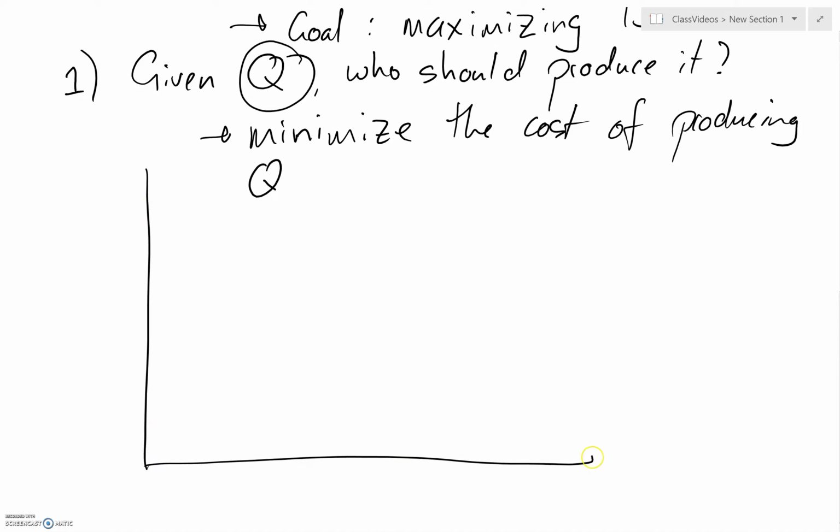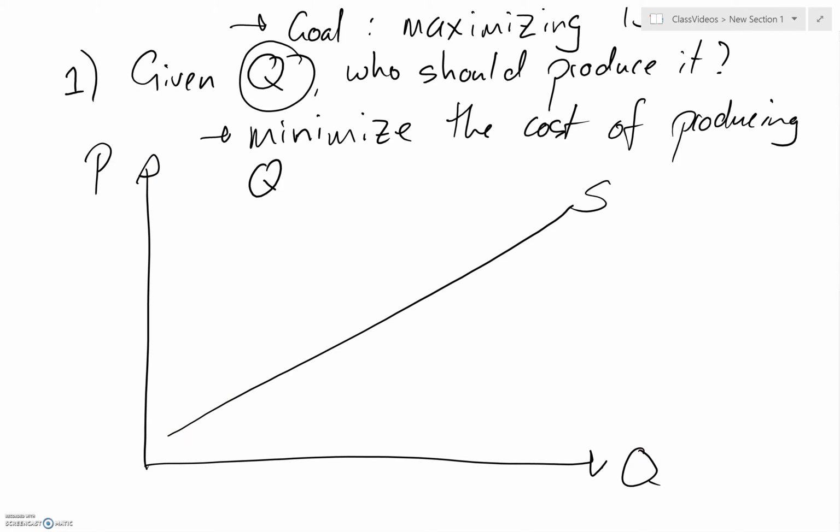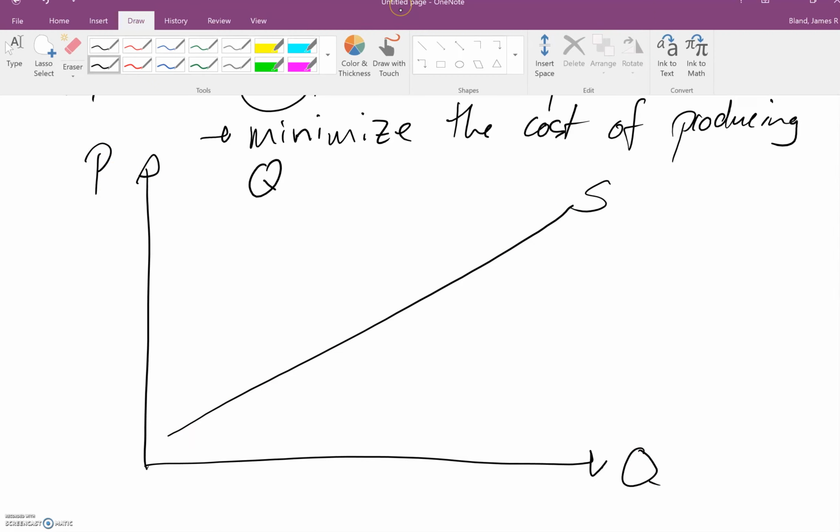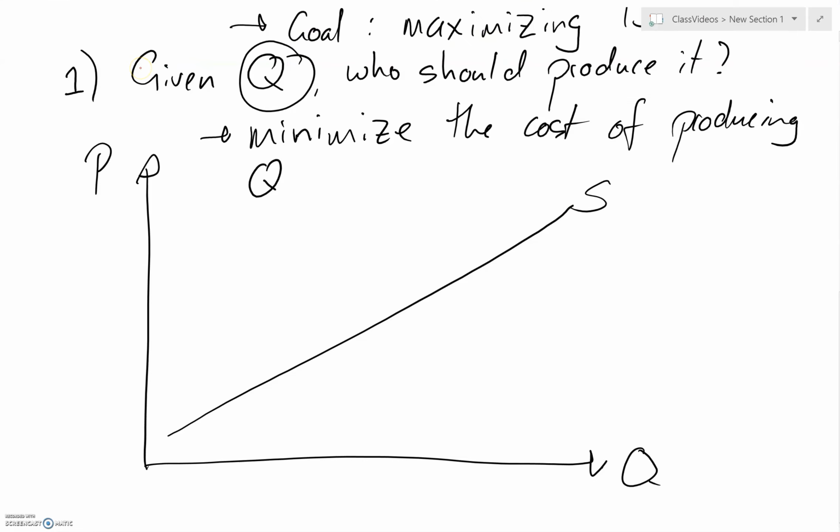Okay, so here's quantity, here's price, here is a supply curve, and now I'll go to a different color. Okay. So remember that the height of the supply curve we can interpret as the marginal cost of producing an item. Okay? And suppose that this is the quantity that we want to produce.